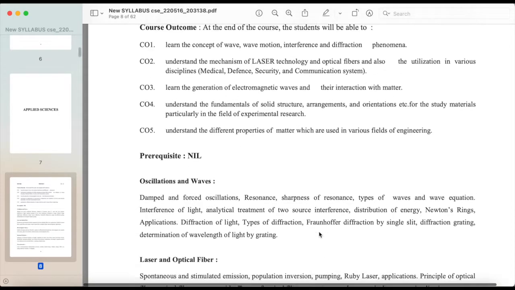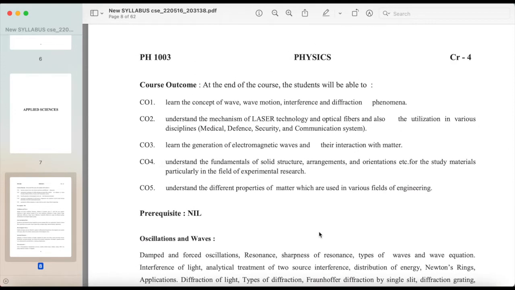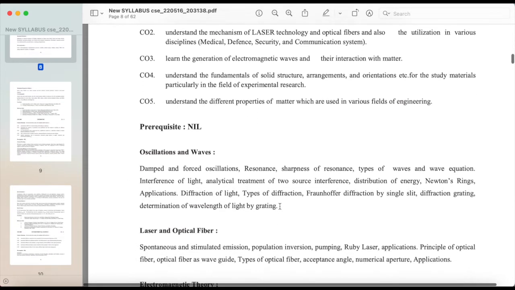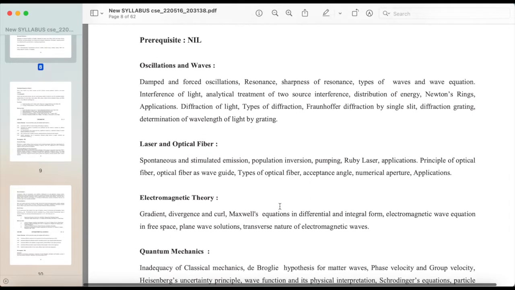Next topic comes Applied Sciences Physics. Oscillations and waves: damped and forced oscillations, resonance, sharpness of resonance, types of waves and wave equation. Interference of light: analytical treatment of two-source interference, distribution of energy, Newton's rings, applications. Diffraction of light: types of diffraction, Fraunhofer diffraction by single slit, diffraction grating, determination of wavelength of light by grating.